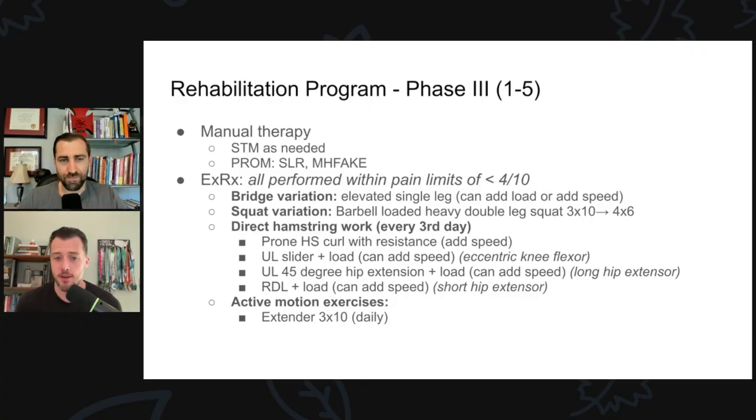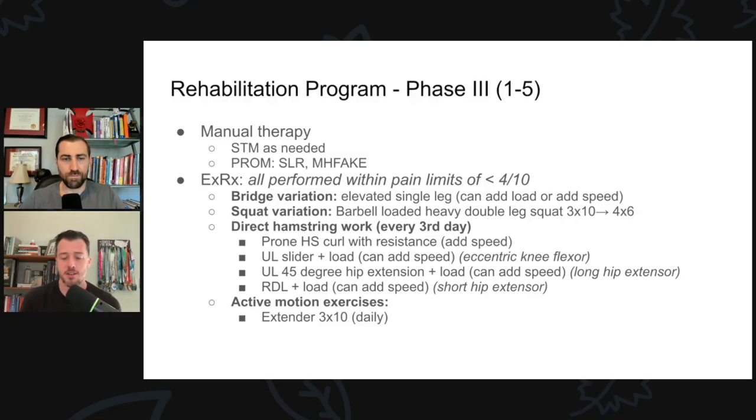Okay, and then getting into our third phase, again, some manual therapy as needed, I think, is appropriate. Still doing a little bit of passive motion to work on lengthening and just restoring range of motion. Still using the pain monitoring model with our strength exercises. We could progress our bridge variation to an elevated single leg. We could add load to that or add speed to that.